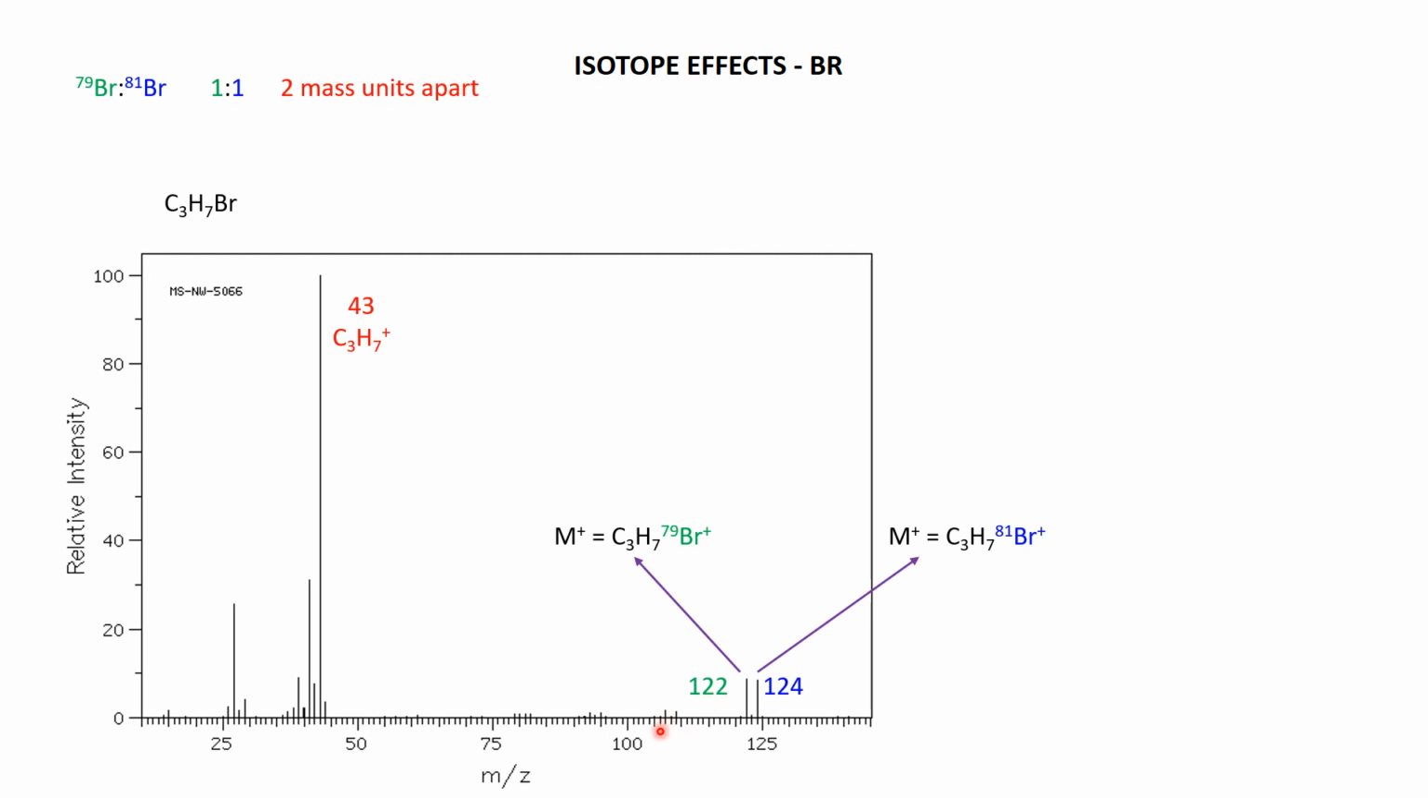That's the 107 peak from losing methyl. 124 minus 15 is 109. There's the 109 peak. You can see those two teensy little blips there, equivalent from losing the CH3, but the much nicer ones to look at there are the molecular ions, one for bromine-79, one for bromine-81.